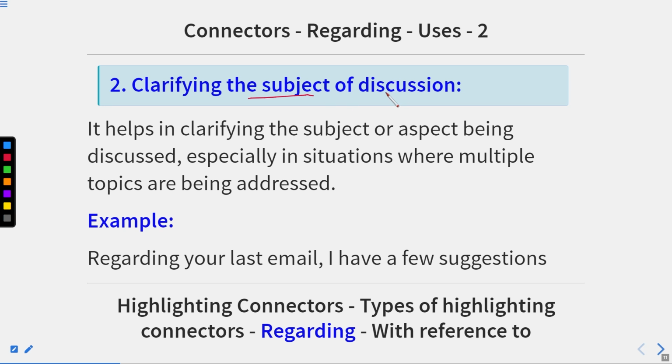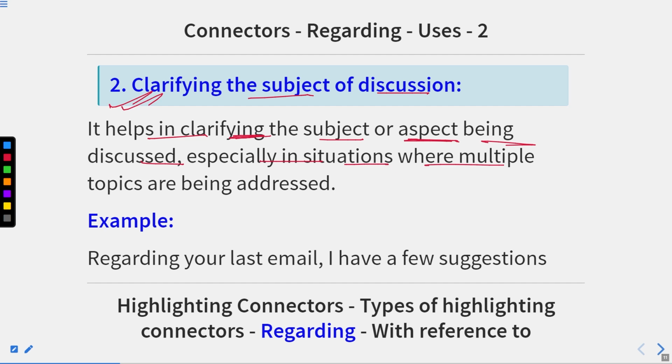Now, clarifying the subject of discussion. So this thing is very, very important about regarding. It helps clarify the subject or aspect being discussed. It means whatever topic has been discussed or is being discussed over there, it is used to specify that particular topic or to emphasize that particular thing that has to be the matter of that discussion.